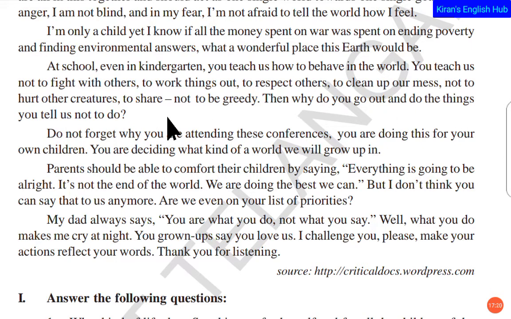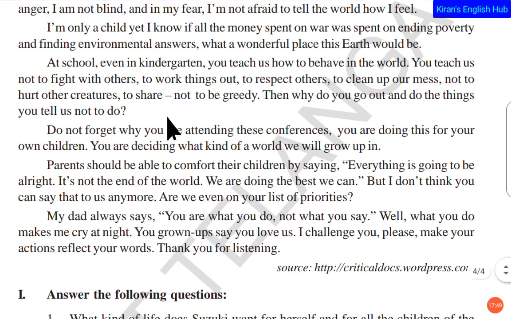See, what do the politicians do? They make arguments, they make wars, they kill people, they give orders to kill people. All these things are taught in kindergarten not to do. These delegates have very good knowledge, but what are they doing? They are doing whatever is not meant to be done. So what she wants to say is that the things taught in school are not being practiced outside in the world.